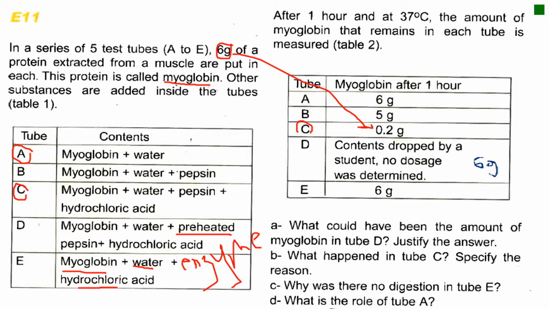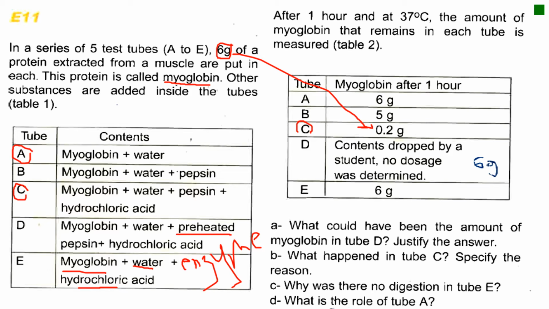Part B, what happened in tube C? So this is tube C. Digestion occurs in tube C. Since how do you know there is digestion? Because the quantity decreases. It's very important to say decreases to show that there was really digestion. I have to use the word decreases from 6 grams to 0.2 grams, indicating digestion.